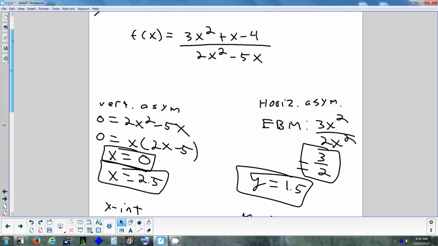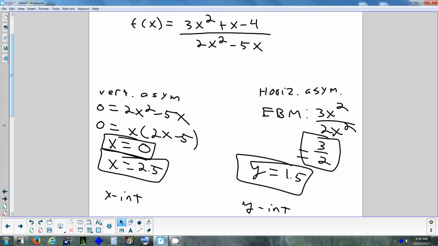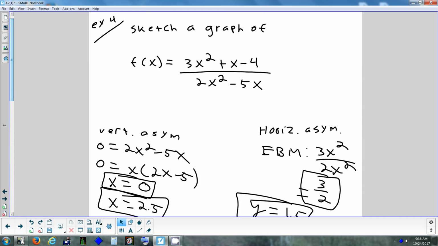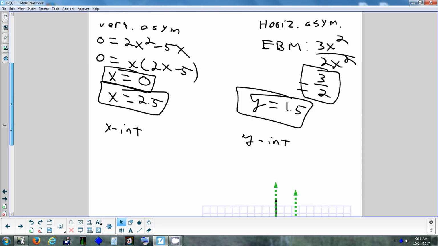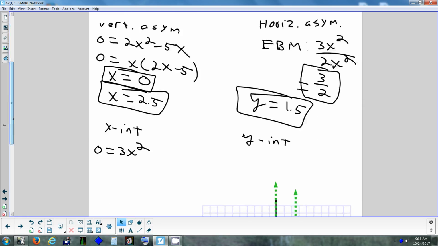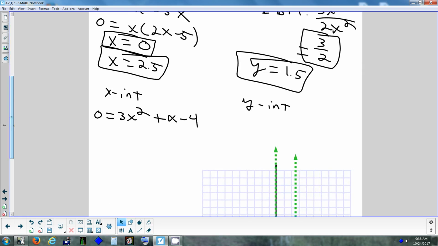X and y-intercept. Okay, let's start with our x-intercept. So x-intercept is when the y value is 0. So in other words, when is this 0? The only way for that to be 0 is if the top is 0. So let's see what value would make the top 0. So 0 equals 3x squared plus x minus 4. Let's see if we can factor.